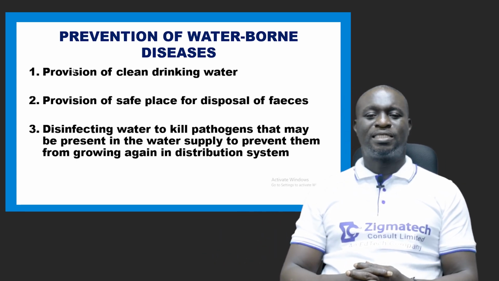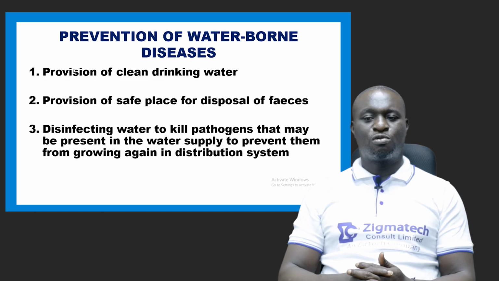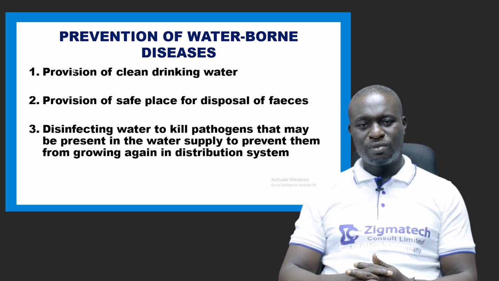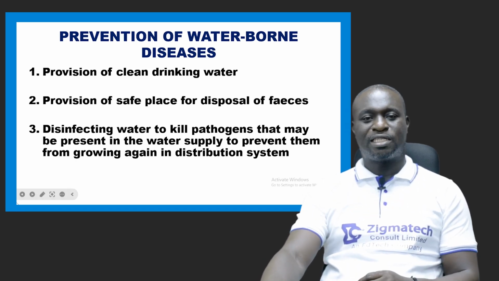Number three is disinfecting water to kill pathogens that may be present in the water supply, to prevent them from growing again in distribution centers. So we're talking about disinfection, disinfecting the water.